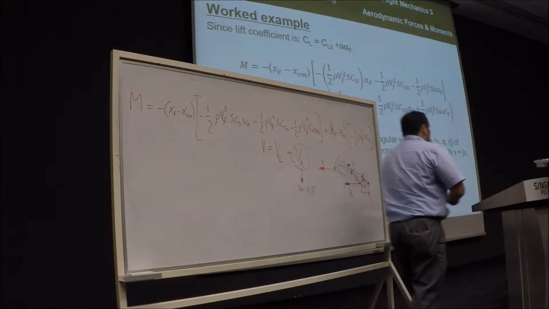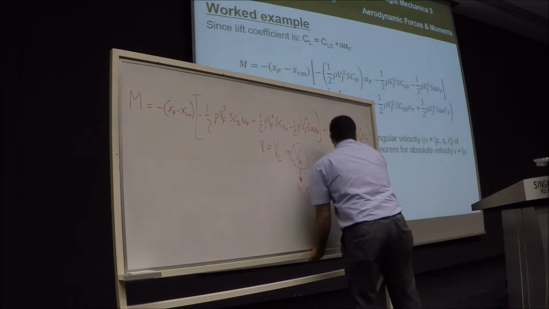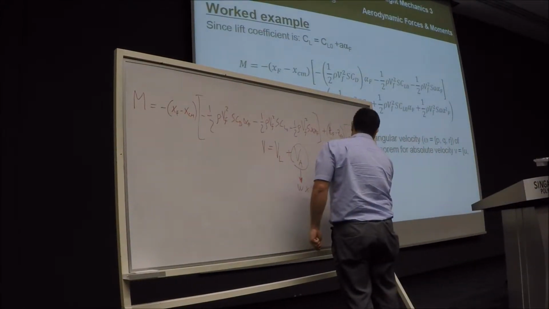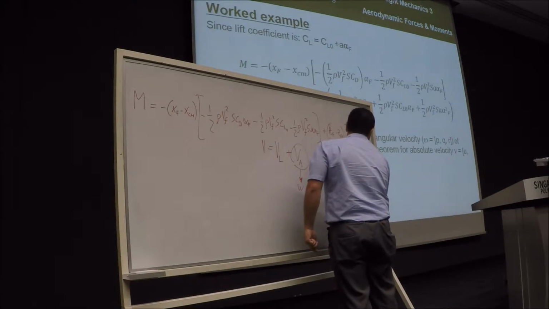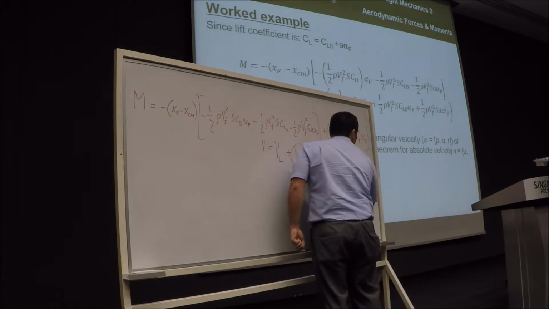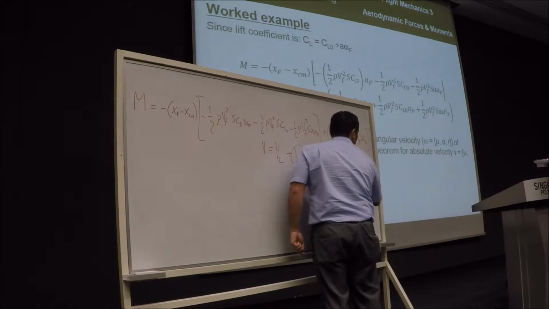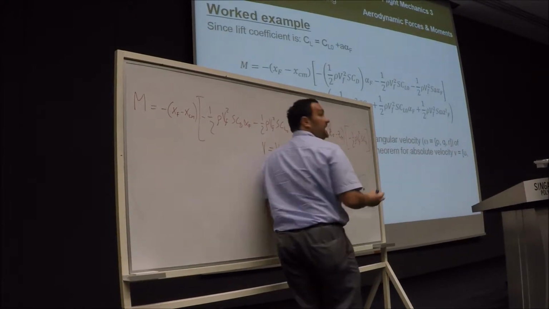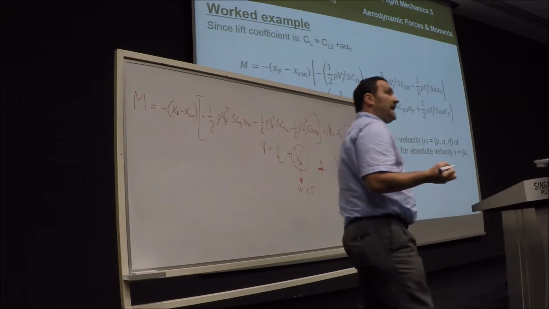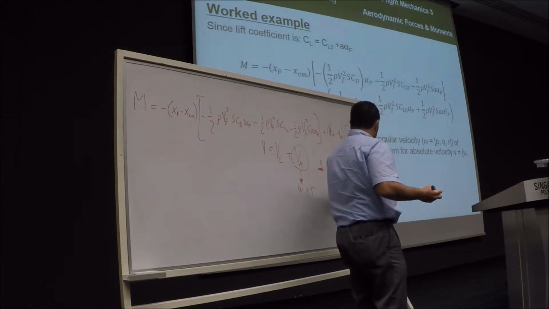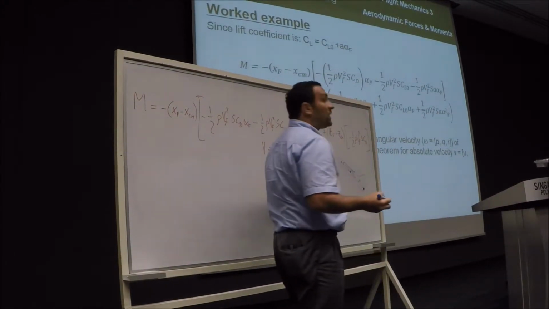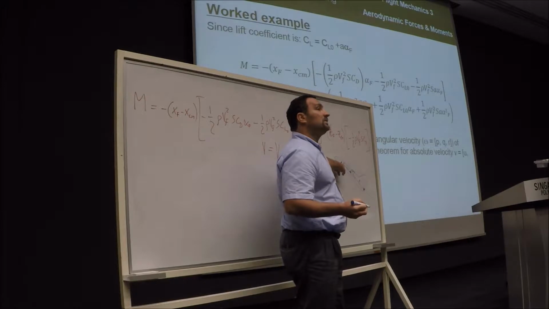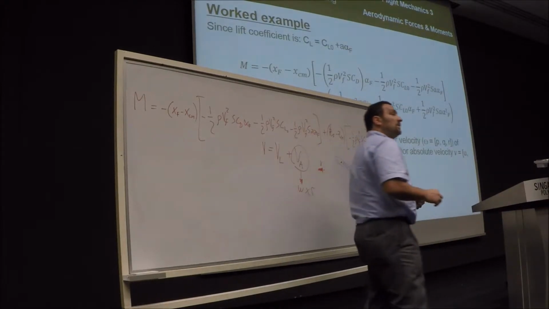So this r here, if we are considering this point, will be different from this one here. So this r is going to be greater than this one. So the angular velocity contribution will be greater at this point than at this point. Okay?